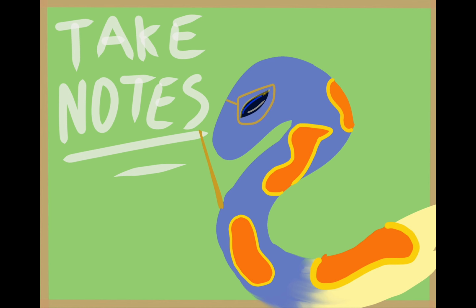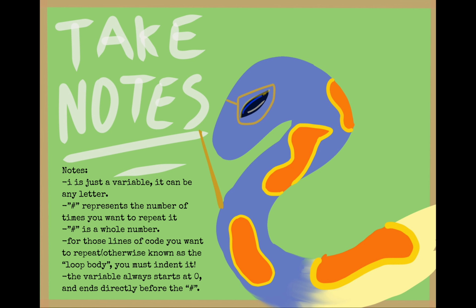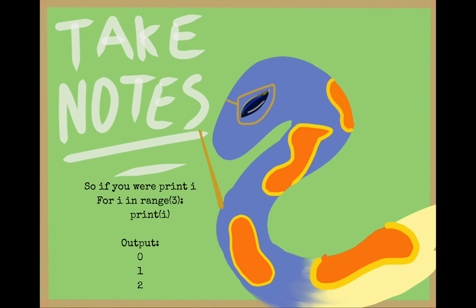for i in range, a number, and the loop body. i is just a variable. It can be any letter. Number represents the number of times you want to repeat it. Number must be a whole number. For those lines of code you want to repeat, you must indent it. The variable always starts at 0 and ends directly before the number. Such as this. You would get 0, 1, 2.